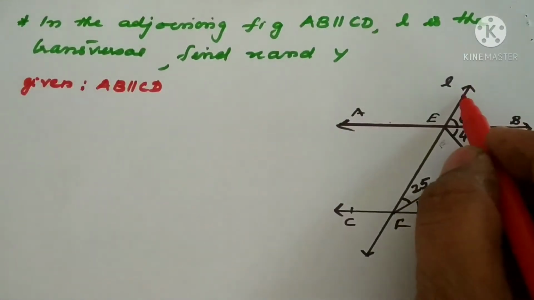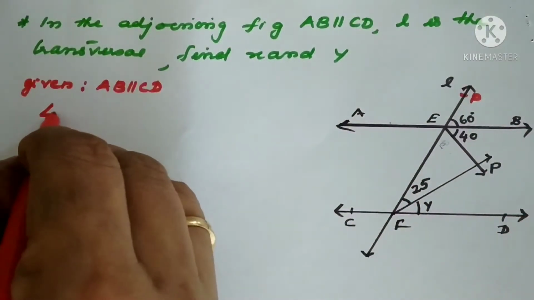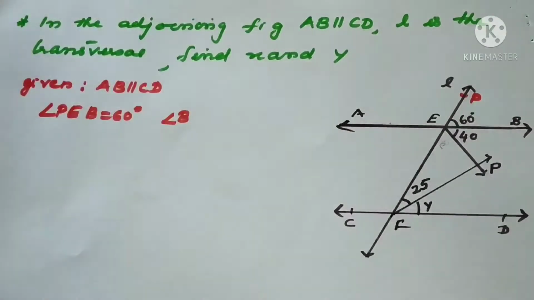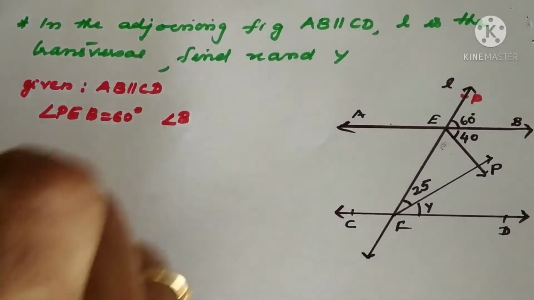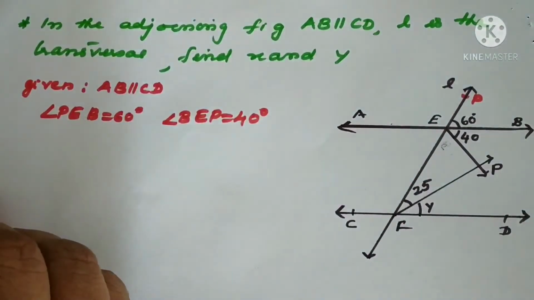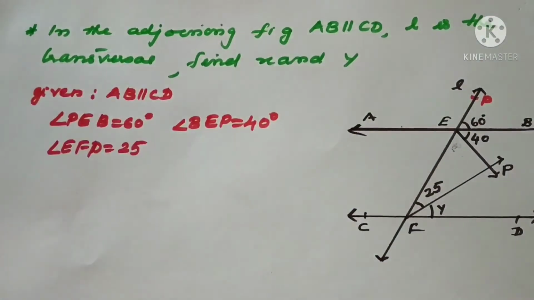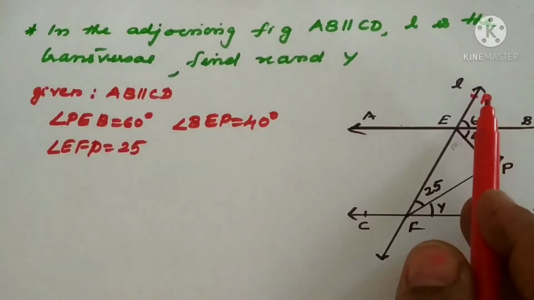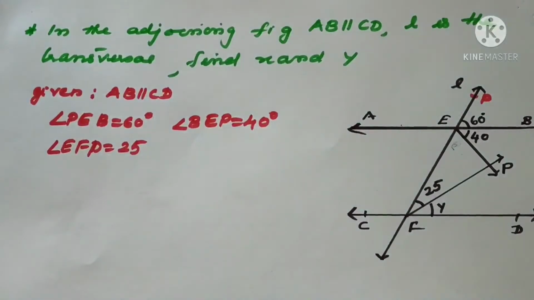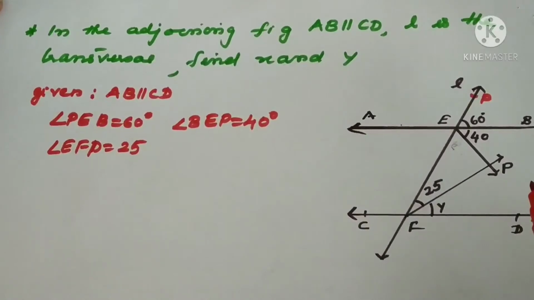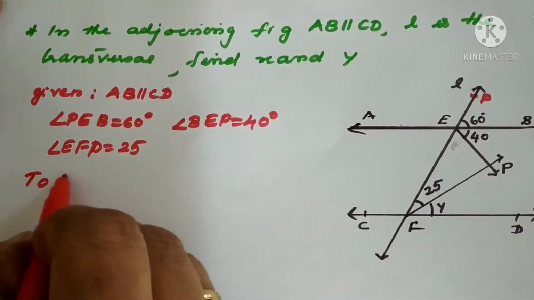Here the angle is not marked with a letter, so I will mark P. Angle PEB equals 60, angle BEP equals 40, angle EFP equals 25 degrees. Now PEF is a straight line, so with 60 degrees and 40 degrees, the remaining angle we can find by the straight angle property. So we should find X and Y.